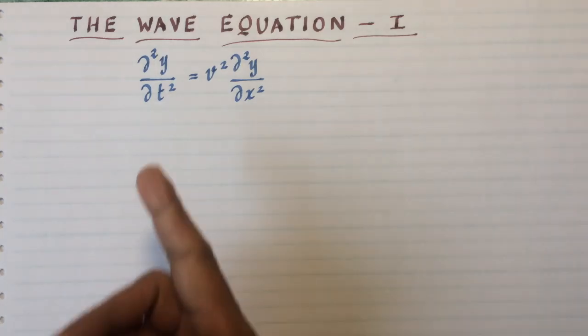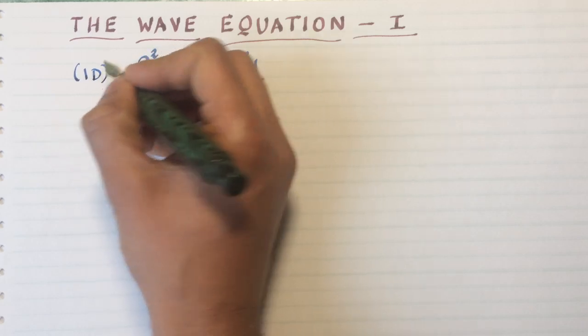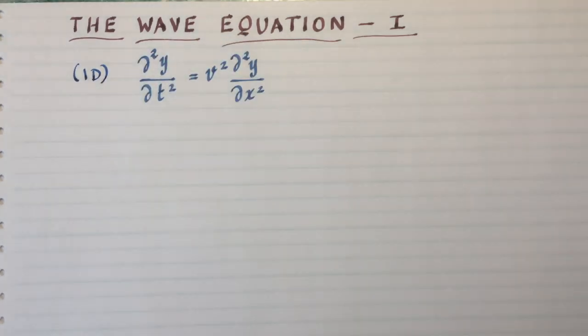Now, I should emphasize that this is just a one-dimensional wave equation, and that's all we're going to be studying in this course because this is just an introductory course. The true equation is a three-dimensional wave equation. So this describes a wave moving in just one direction. It can either be moving in the positive x direction or the negative x direction.